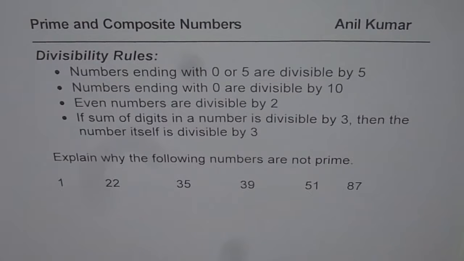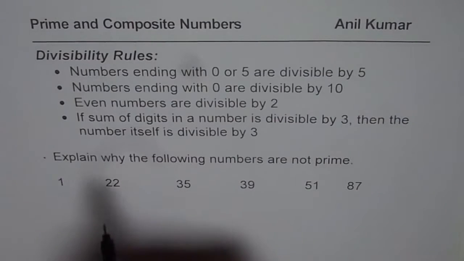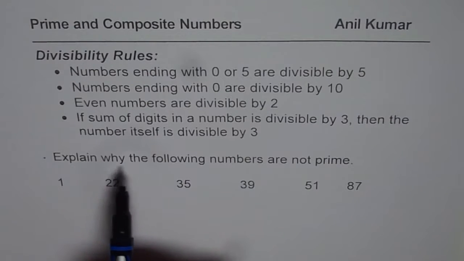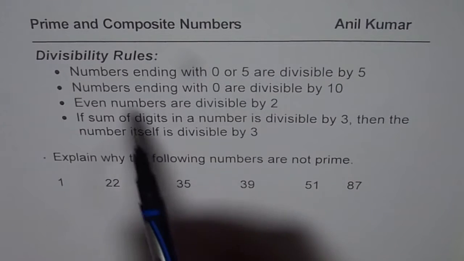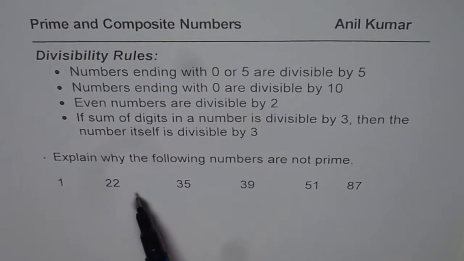We have given you divisibility rules, and here is the question: you need to explain why the following numbers are not prime. We are given 1, 22, 35, 39, 51 and 87 as the numbers. All these numbers are composite numbers. You need to use the divisibility rules to figure out why they are not prime, right? So that is the question for you. You can pause the video and answer the question.